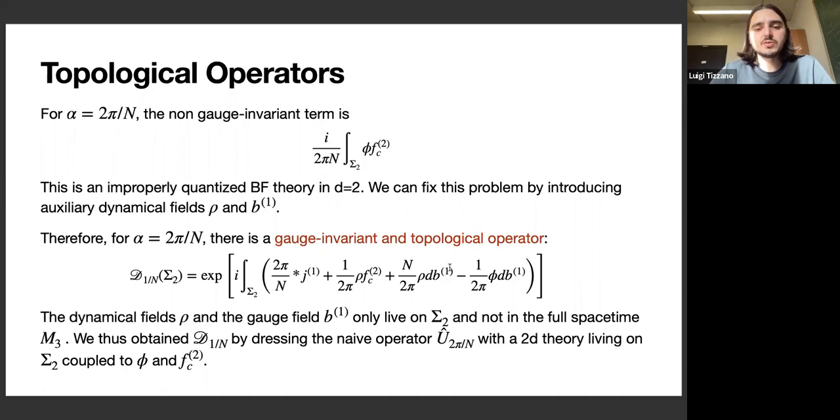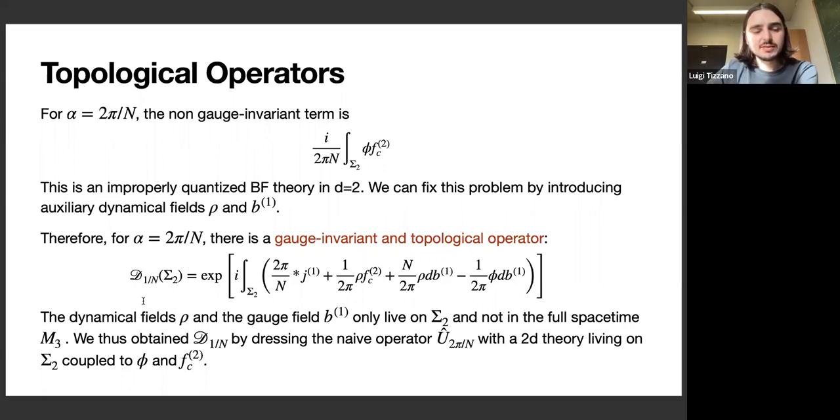The way to see that is to solve the equation of motion a bit heuristically for the fields rho and B1. As I said, the dynamical fields rho and B1 only live on this surface sigma 2 and not in the full space-time M3. So the upshot is that by doing this dressing, we took a current and attached this piece, a 2D BF theory coupled to certain fields rho and B1, and we obtain a new topological operator that is labeled by these angles 2 pi over n.